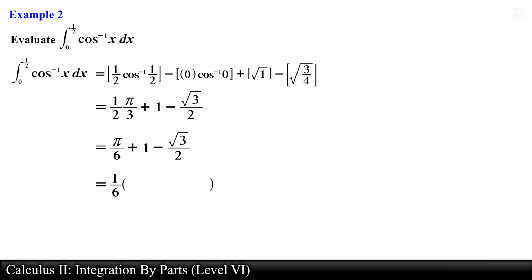We can also factor out 1/6 from all three terms, which results in the following expression: 1/6 times the quantity pi plus 6 minus 3 times the square root of 3. Alright, and there you have it. That's integration by parts in a nutshell. Stay vigilant of integrals that require the use of both integration by parts and u substitution. In the next series of videos, we will go over how to take integrals that contain certain combinations of trigonometric functions.